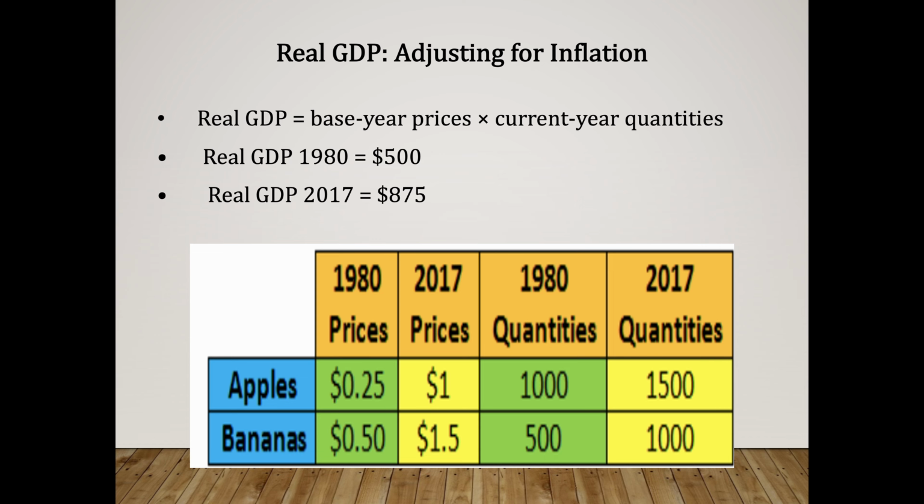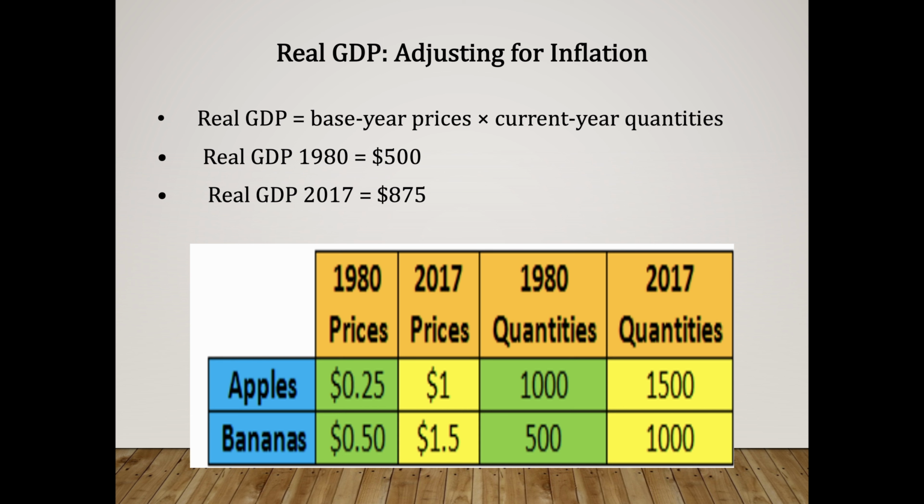Real GDP is just GDP after removing the effect of inflation. We do this by using base year prices, or a fixed year's prices, and current year quantities. In our example, 1980 is the base year. So, to calculate real GDP in 1980, we use 1980 prices and 1980 quantities. That's exactly the same as nominal GDP in 1980, which is $500.